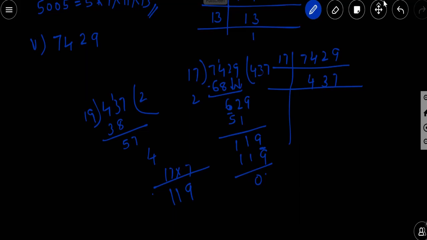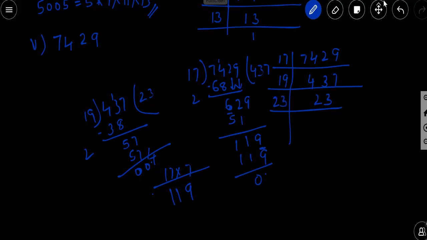Okay. So the next number I'll take, because this is 38, 19 twos are 38. So I will take 19 threes. 9 threes are 27. So 2 I'm going to write here. Again 3 ones are 3. 3 plus 2 is 5. Okay. So how much is the remainder? Remainder is 0. That means 19 into 23. So if you see this, 23 is your prime number.